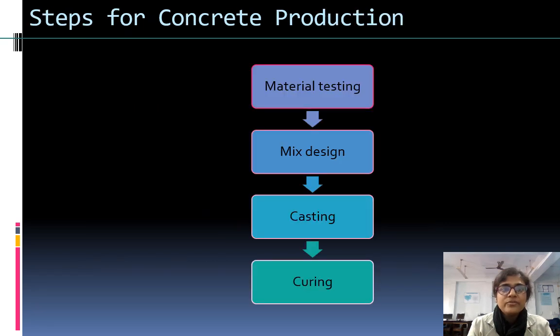So moving to the steps of concrete production. When we think of concrete as the end product, what are the steps we have to go through? First is the material testing.